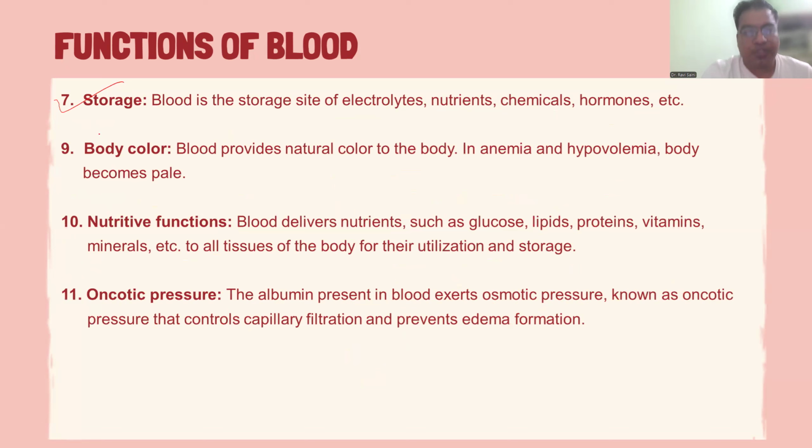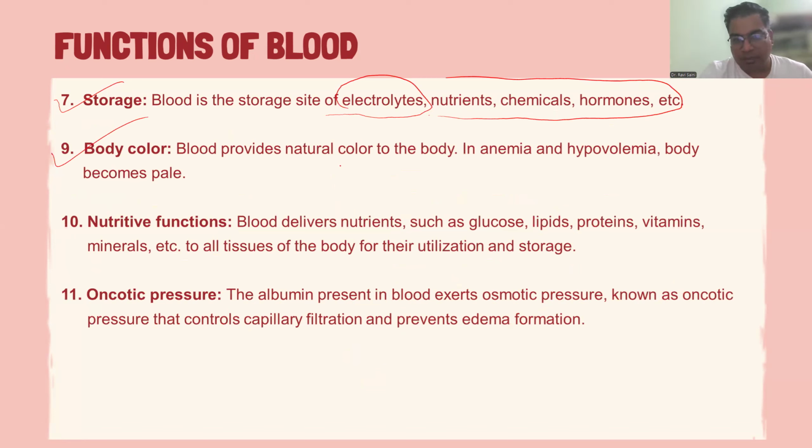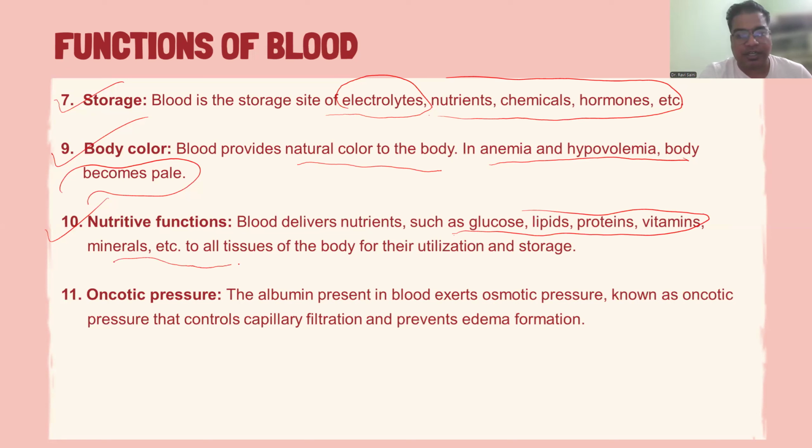The other function is storage. Blood is a storage site of electrolytes, nutrients, chemicals, and hormones. Body color: blood provides natural color to the body. In anemia and hypovolemia, blood becomes pale. In case of nutritive functions, blood delivers nutrients such as glucose, lipids, proteins, vitamins, minerals, and so on to all the tissues of the body for their utilization and storage.